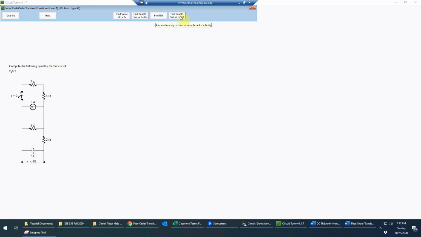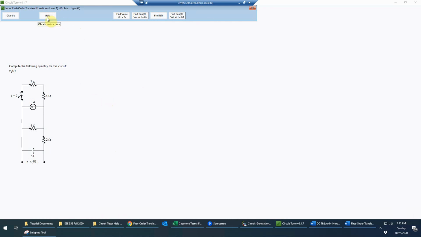And finally, we need to analyze the circuit at t equals infinity, in other words, after the switch has been open for a very, very long time, so that the transient has died out. And that helps us find the particular solution to the problem, which would be basically the sought variable at t equal to infinity, which in this case is the capacitor voltage. So we need to do these things basically in chronological order from left to right here.